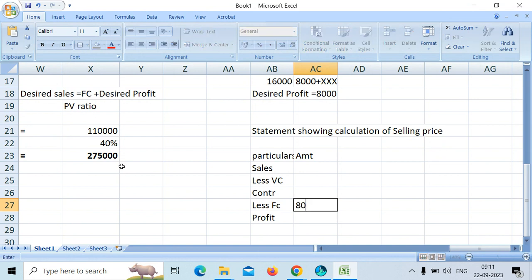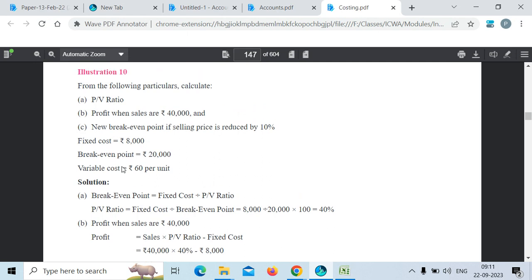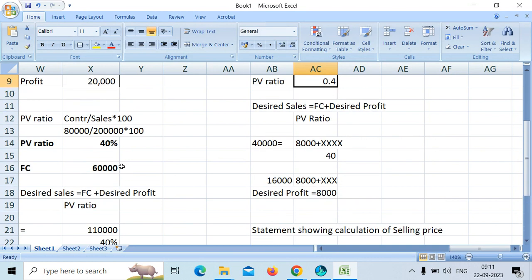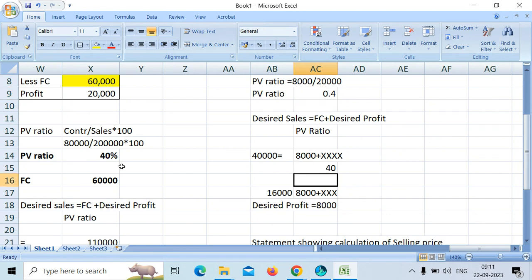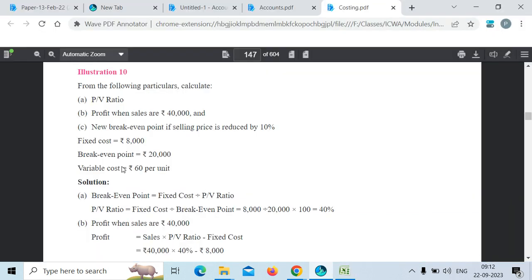So you have fixed cost as 8,000 rupees. You have variable cost as 60 per unit. So 60 is your variable cost. So 40 will be your contribution, and 100 will be your selling price. 40 is your contribution, that is the PV ratio. So 100 is my selling price. Now this 100 rupees we are supposed to reduce by 10%. So it will be 10 rupees. So my selling price will be 90 now. 90 minus 60, that will give me 30 as my contribution.